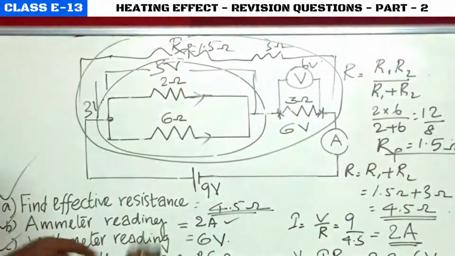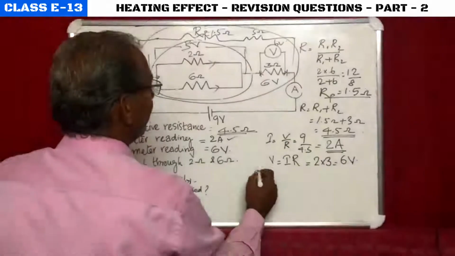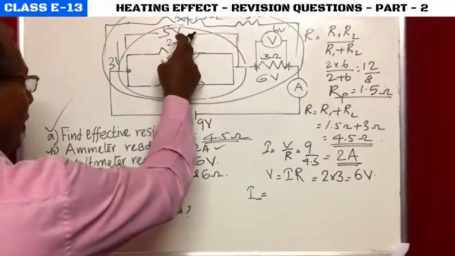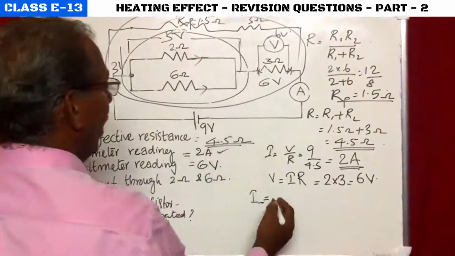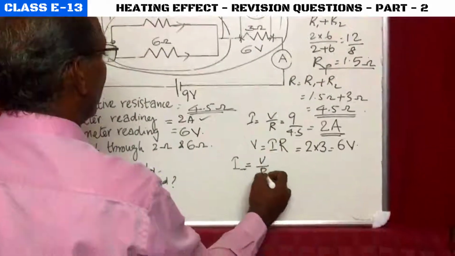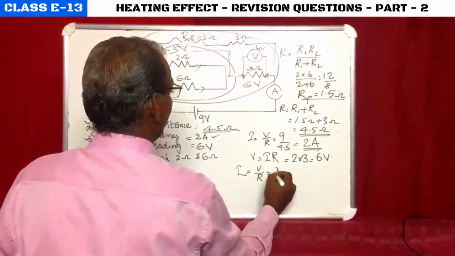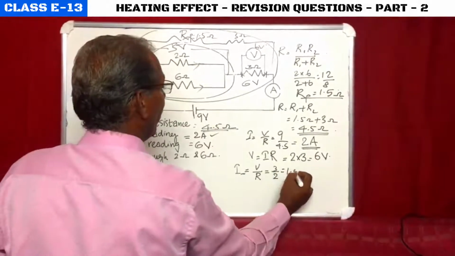Current through 2 ohms: this is the resistance and this is the voltage. So what is the current? I is equal to V by R, which is equal to V3 by R2, 3 by 2, 1.5 ampere.